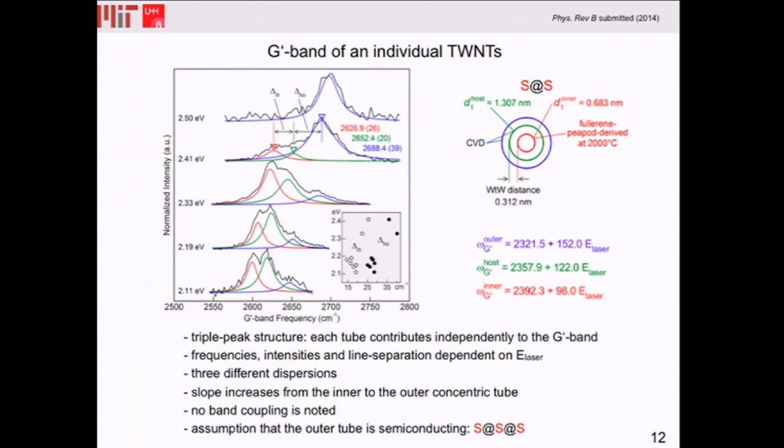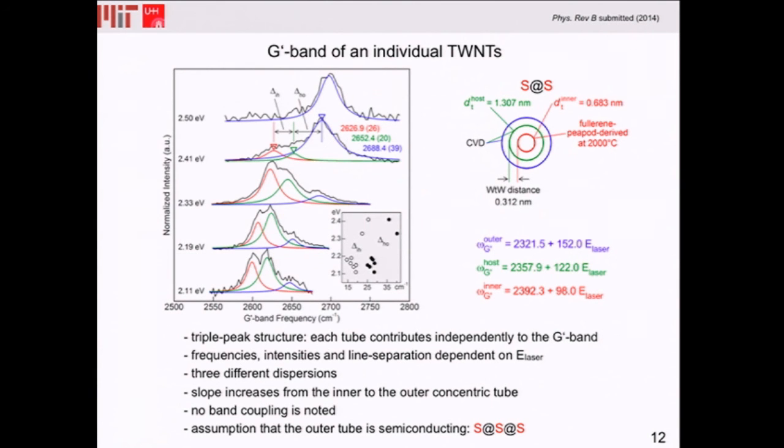By changing the laser energy from 2.11 electron volt to 2.5 electron volt, we see that the peaks also shift with the laser energy, which is expected, and also that the slopes are different for each tube because they have different dependencies on the coupling between the bands. Here we see that we have 3 different dispersions, one for each tube. For example, the inner tube has a slope of 98 times the laser energy, but the outer one has 150 times the laser energy.